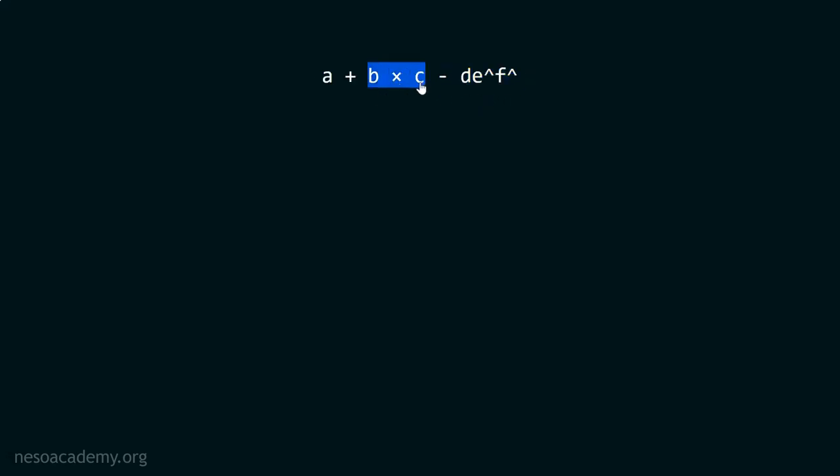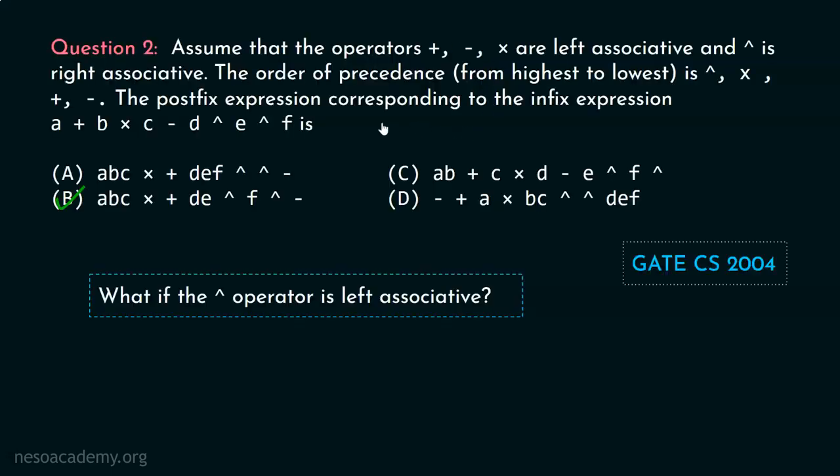And then we will evaluate this expression. This becomes bc into, and then we have a plus bc into, which becomes a bc into plus. Then we have this whole expression a bc into plus minus de power f power. This minus will go towards right. This becomes a bc into plus de power f power minus. This is the whole expression so obtained. Now you can see this. In this case, option B is the correct option.